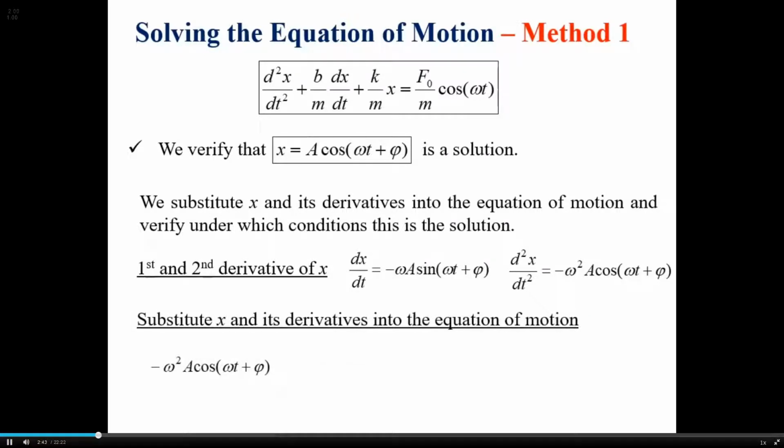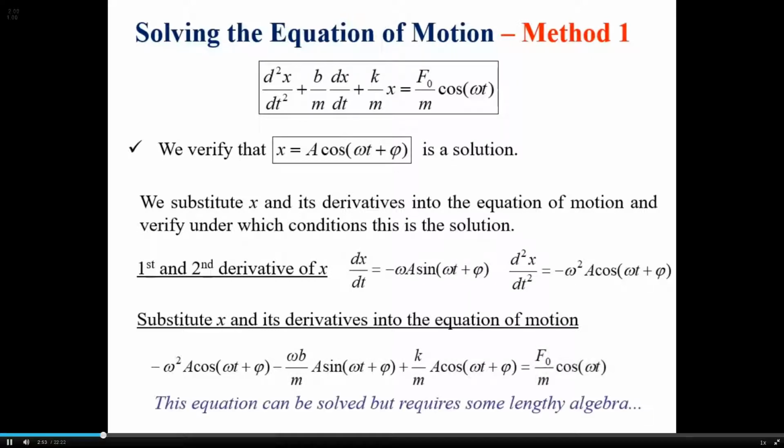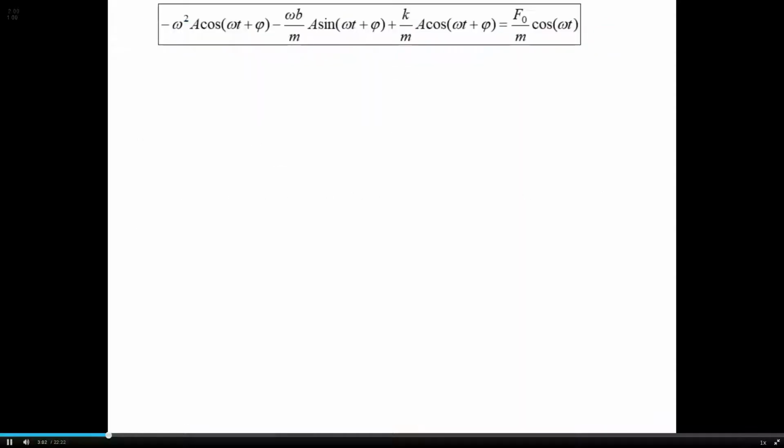So here's the second order term. Here's the first order differential term. Here's the term in x, and here's our drive term. Now, this can be solved with some fairly lengthy algebra, and that's what we're going to do in the next slides. So here's that expression that we obtained at the bottom of the last slide.